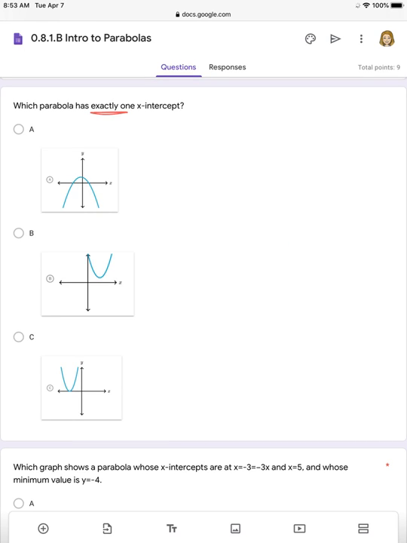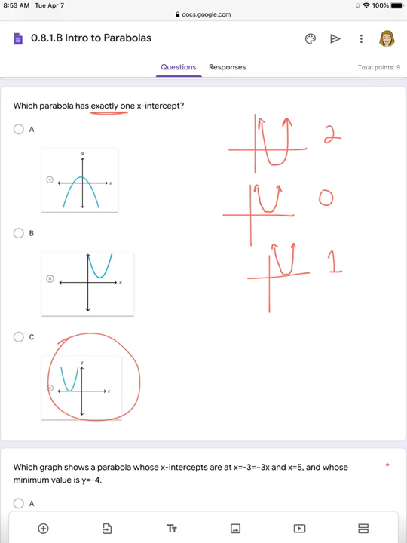Okay, exactly 1 x-intercept. You've got 3 choices for parabolas. You can have a parabola that crosses the x-axis 2 times. You can have a parabola that doesn't cross at all. Or you can have a parabola, I wanted it to cross just once, my pen doesn't want to do that, that just touches and goes back up. So you can have 2 x-intercepts, no x-intercepts, or 1 x-intercept. We want the picture with exactly 1. That's this one.